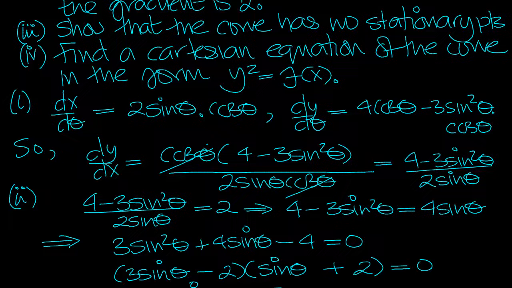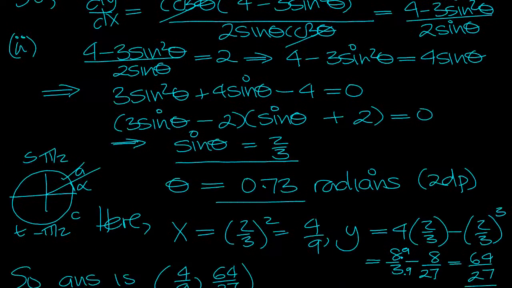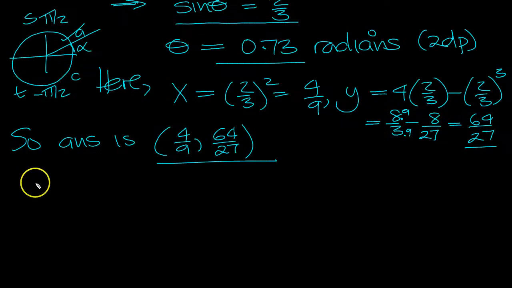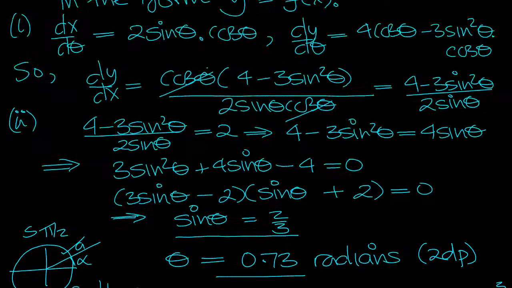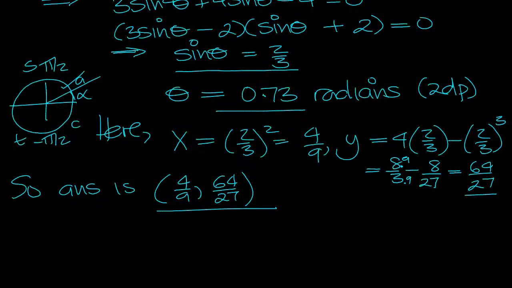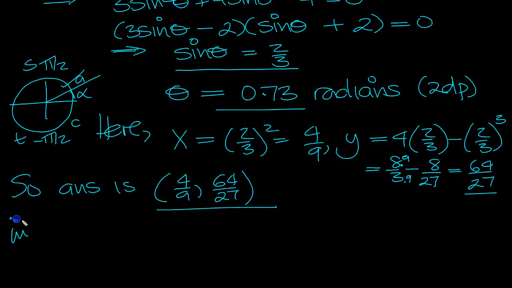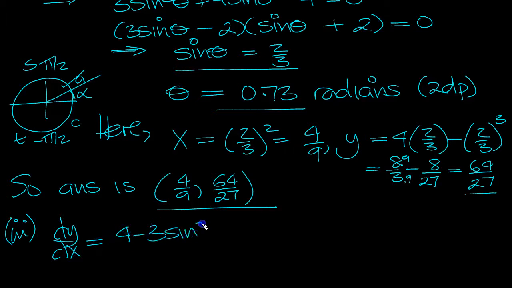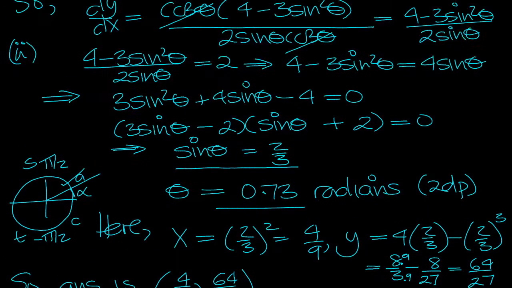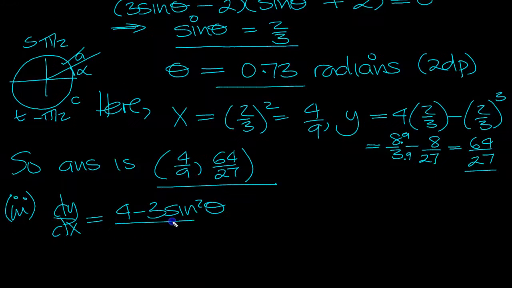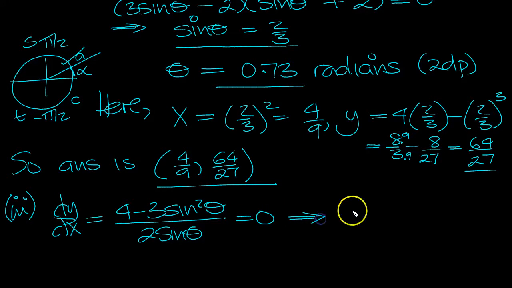Show that the curve has no stationary points. Okay. So what part was this? Part 3? Or part 2? Part 3. No stationary points. Well, dy dx is equal to 4 minus 3 sine squared theta, I think it was. Let's go back and just get it. 4 minus 3 sine squared theta over 2 sine theta equals 0. It would imply this top part's 0.